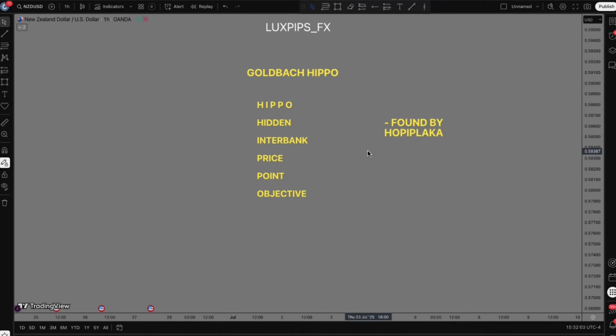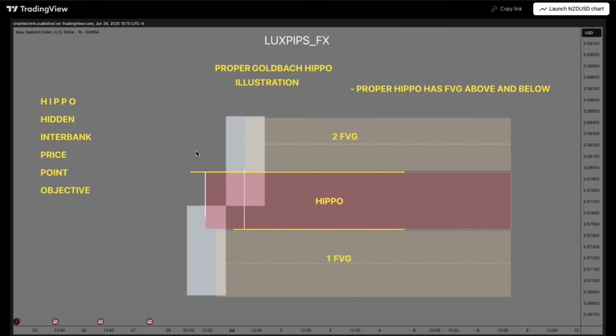So, as you can see, HIPPO stands for Hidden Interbank Price Point Objective. Just like any other PD array, it can be used as a draw on liquidity, an inversion, or just support and resistance. So I have some screenshots ready, so you don't have to watch me draw everything out and hear a bunch of clicking, right?